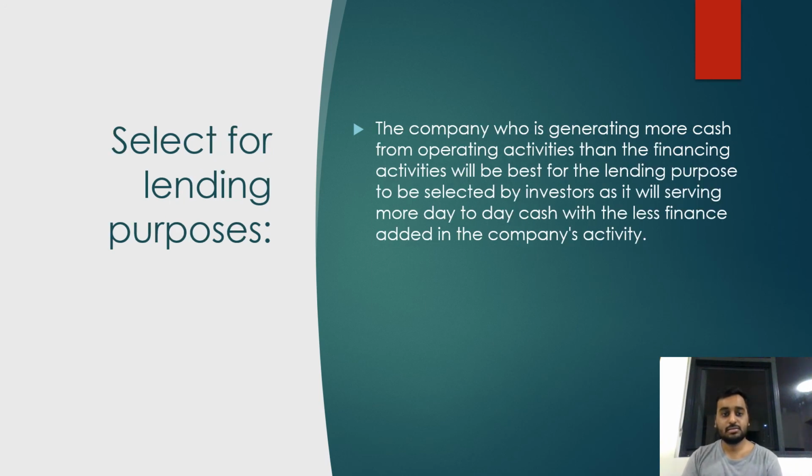So here is the selection for lending purposes. The company generating more cash from operating activities than from financing activities will be the best to be selected by investors for lending purposes, as it will be serving more day-to-day cash with less finance added in the company's activity. So as you can see, this is the purpose for all three companies for lending purposes.